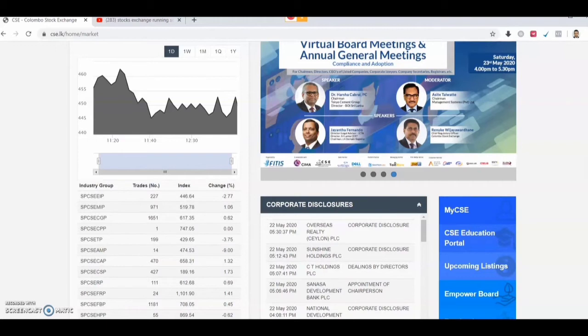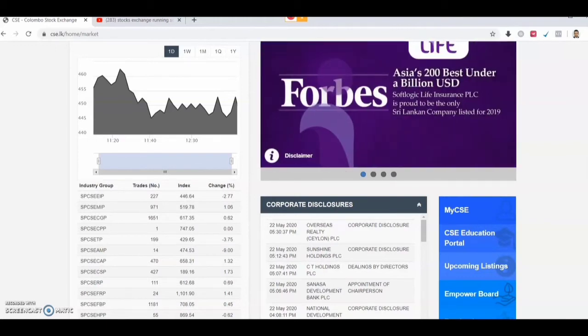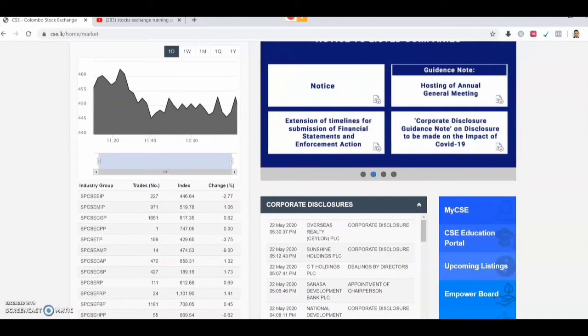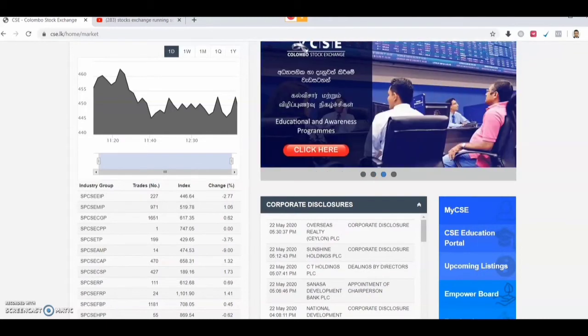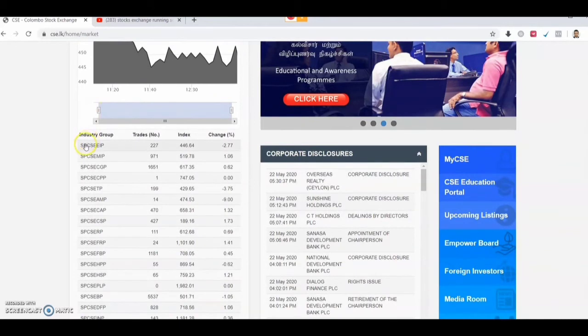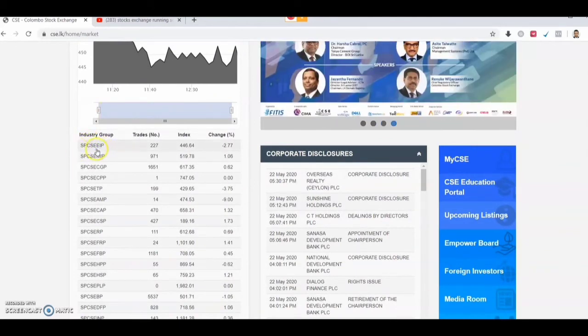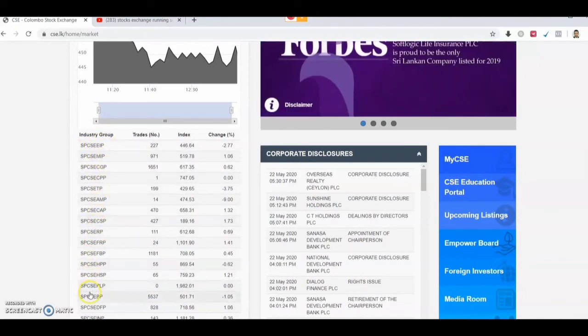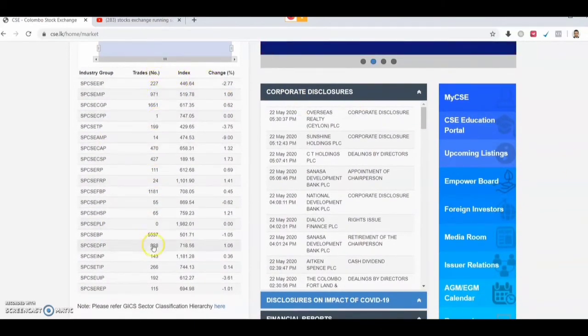So if you want to choose a particular stock, you can simply go to the sector and see what companies have performed well in the past years or past months, to identify a stock to invest in. So that's called GICS, and you can see these codes showing the particular sector of the companies. These are the number of tradings performed that day, the index points, and the changes that happened in the last trading date.